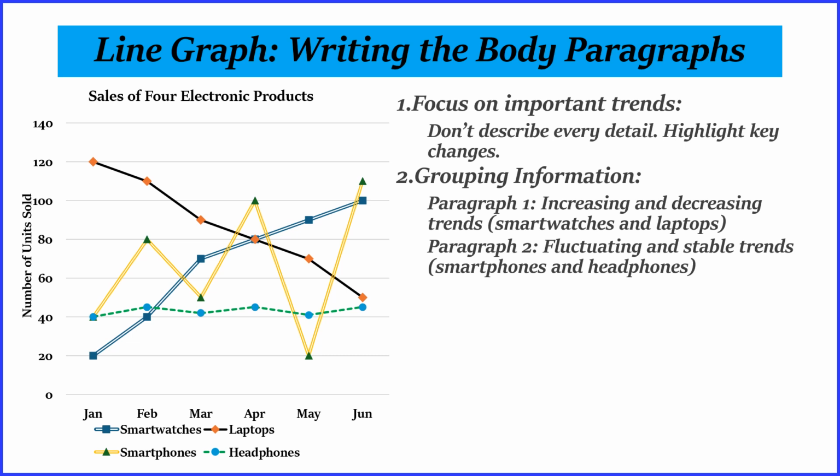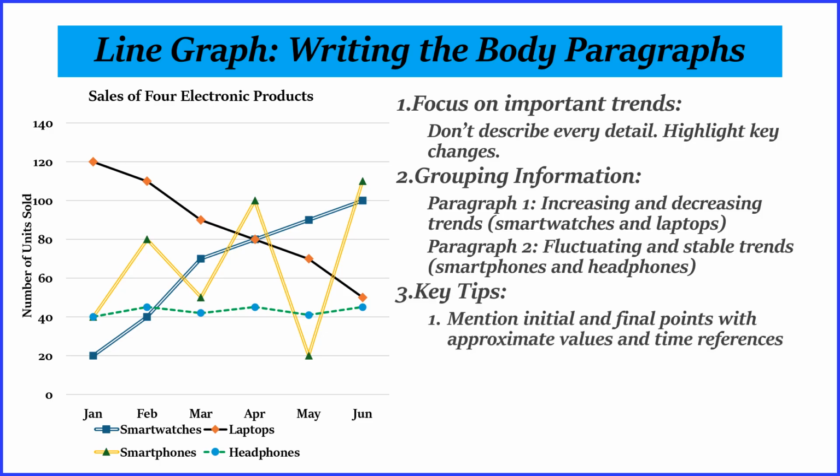In this graph, the trends are completely different. So we can group smartwatches and laptops in paragraph 1, as they represent increasing and decreasing trends respectively. In paragraph 2, we can group products that show fluctuations and stability, namely smartphones and headphones. Paragraphing differs based on the graph type, but the goal is to organize ideas clearly.